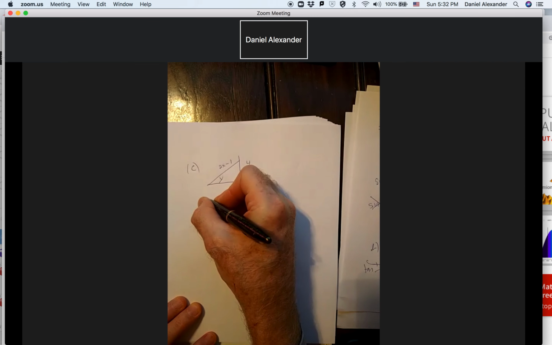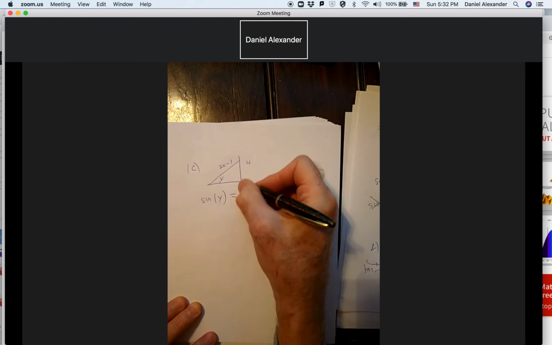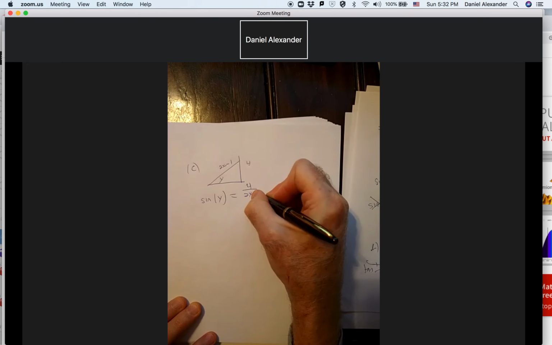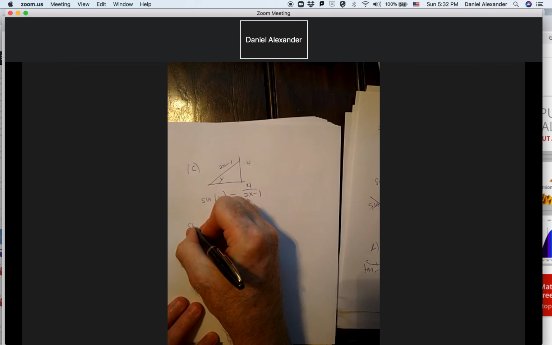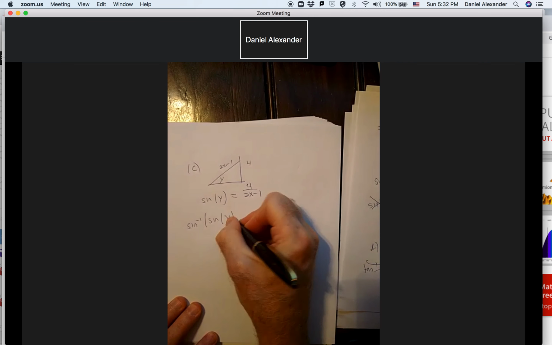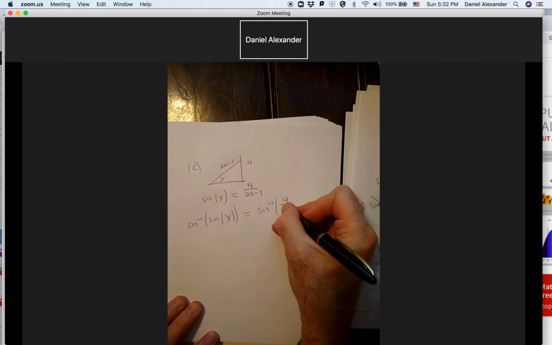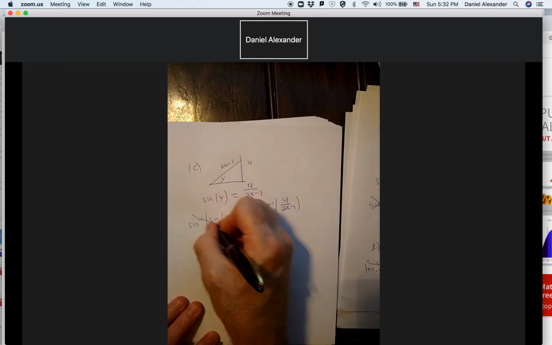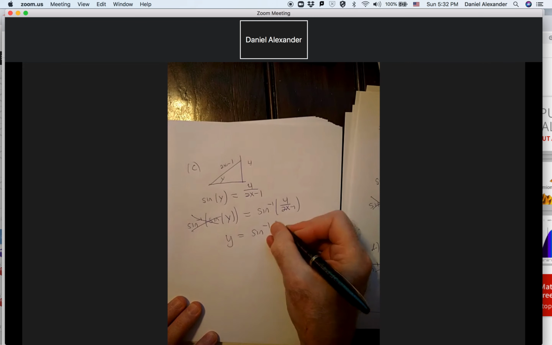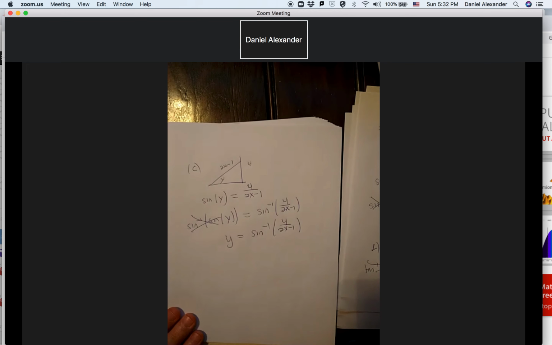So here I see that the sine of y is equal to opposite over hypotenuse. And I do the same thing. Sine inverse of both sides. Sine inverse and sine cancel for reasons we saw earlier. So that's going to be my y as a function of x.